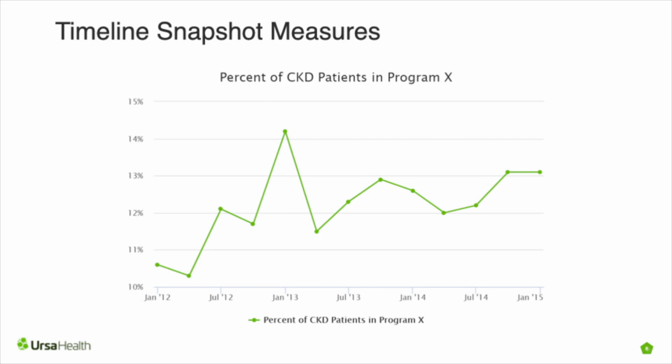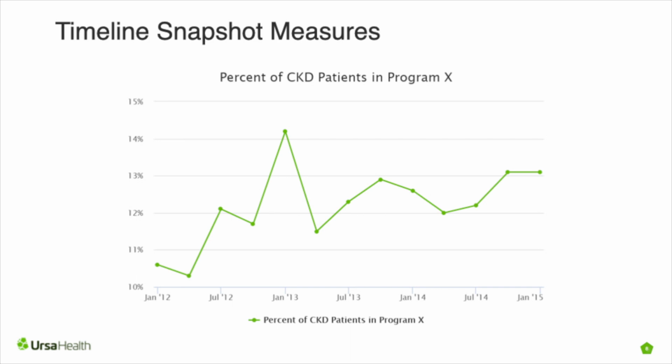The timeline snapshot temporal structure is for measures where observations represent entities, like patients, who exist across time and whose performance is measured on recurring snapshot dates. For example, this measure, accounting for the percentage of CKD patients who are enrolled in Program X, does not measure an event, nor does it measure something within a period of time. It's measuring patients who are enrolled in a program.